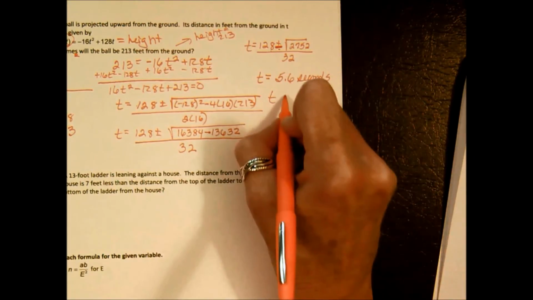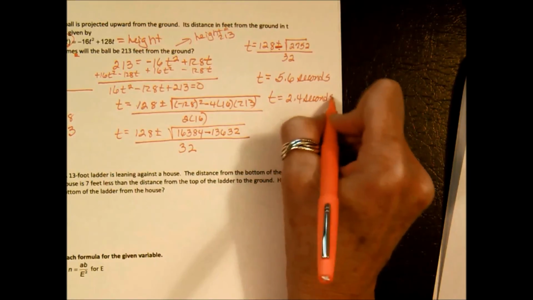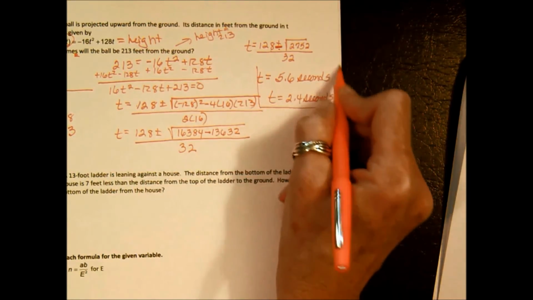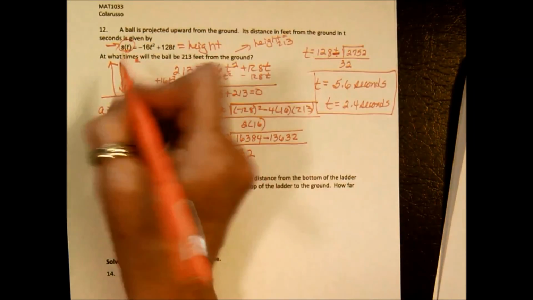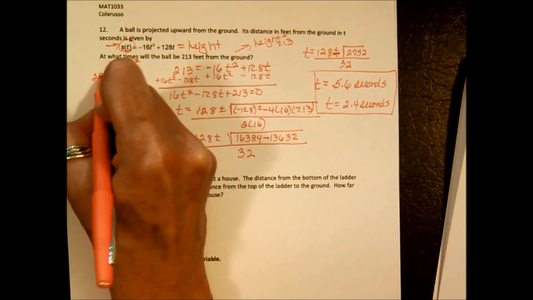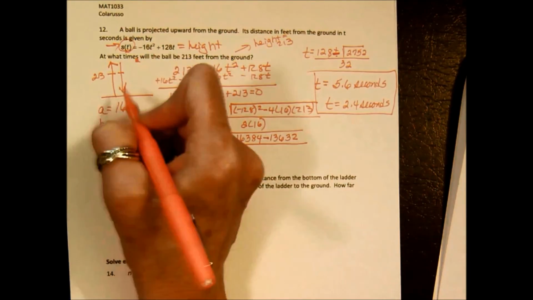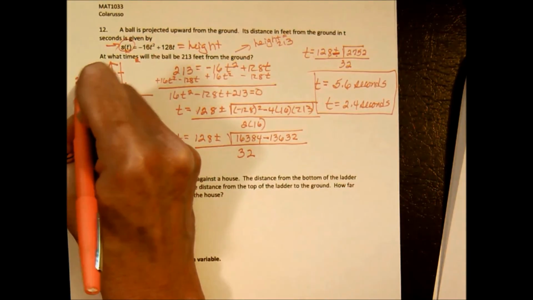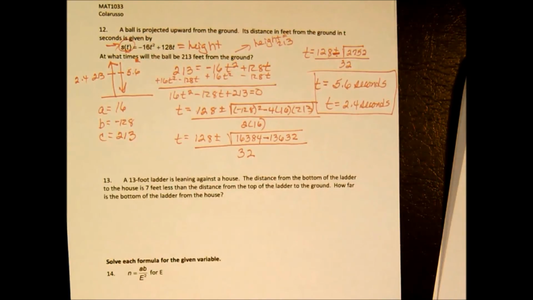2.4 seconds. So we actually have two answers, and the reason is, let's go back to our drawing, it hits 213 feet going up, but then it hits that same height coming down. So here it's at 2.4 seconds, and here it's at 5.6. So it makes sense that you get two solutions there.